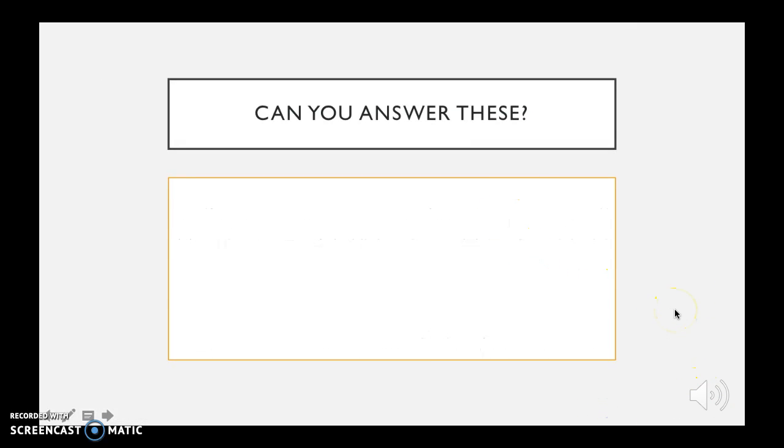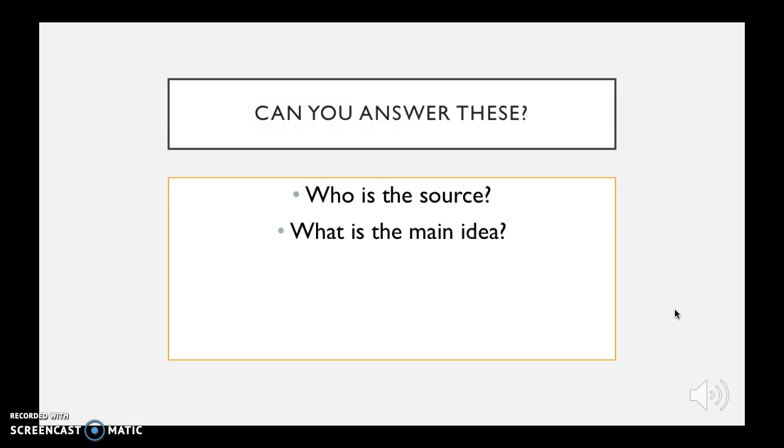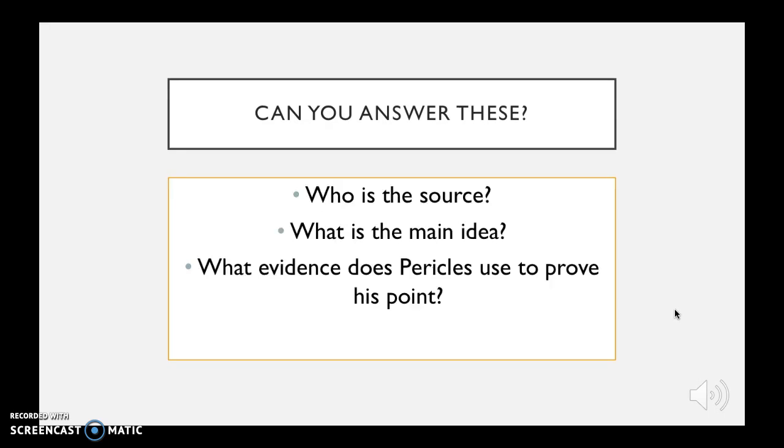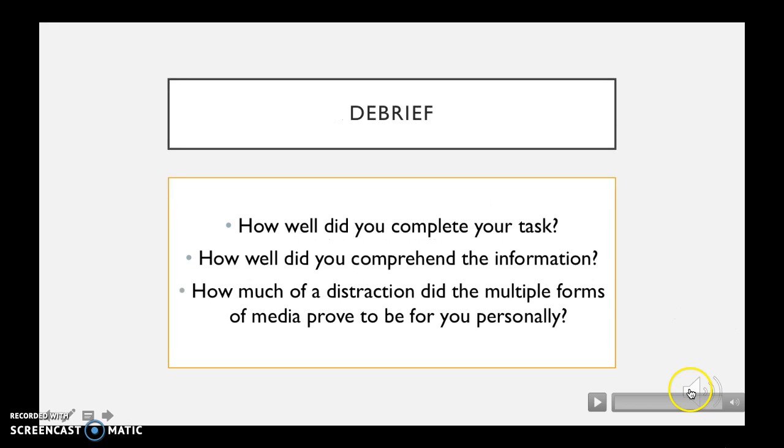Based on what you just read, can you answer these questions? Who is the source? What is the main idea? What evidence does Pericles use to prove his point? Overall, how well did you complete your task? How well did you comprehend the information? How much of a distraction did the multiple forms of media prove to be for you personally?